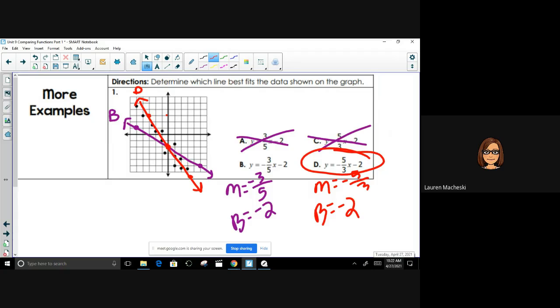Kaden, do you see now when we graph that one why B was not a good choice? Beautiful. Well, it isn't. If you picked it, you would have been wrong.